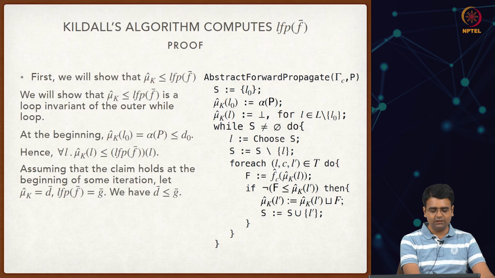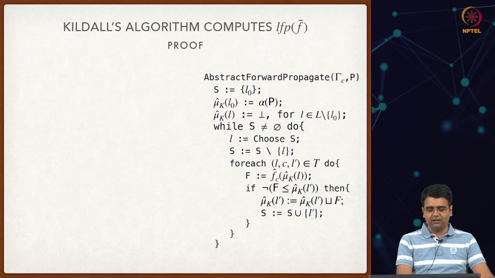So assuming that the claim holds at the beginning of some iteration, let us use some notation. Let me define d bar and g bar: mu hat k is d bar and LFP of f bar is g bar. So this mu hat k is the value at the beginning of the body. We know that the value of mu hat k is going to change. In particular, this is inside a loop, so there is the inner for loop, which changes the value of mu hat k at some locations. At the beginning, since we have assumed that the loop invariant holds, we have d bar less than or equal to g bar. This is in fact our loop invariant, mu hat k less than or equal to LFP of f bar.